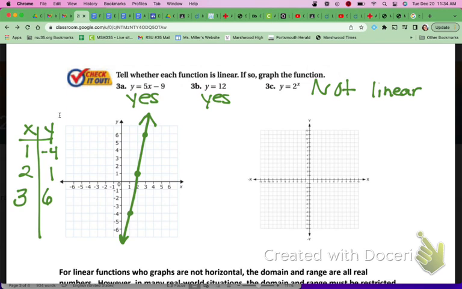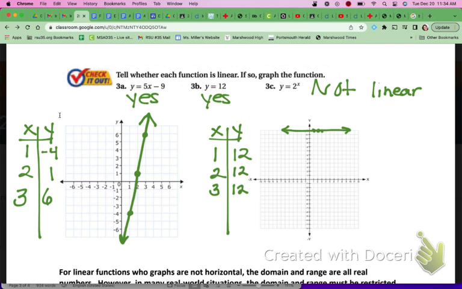So now for 3b, someone give me an x value to plug in. 1. If I plug 1 in for x, what's my output? 12. It's just going to be 12. If I plug in 2, what's my output? 12. It's just always going to have an output of 12. So 1, 12, 2, 12, 3, 12. So I see a pattern of just being a horizontal line up there at 12. Okay.